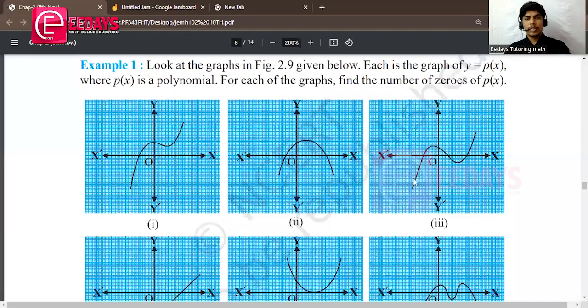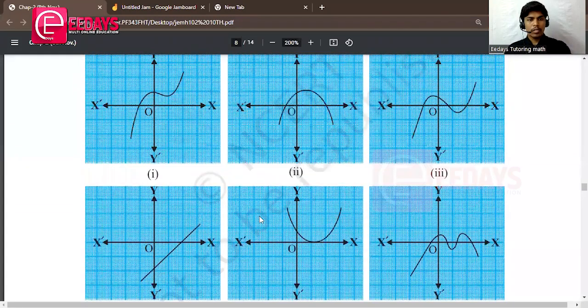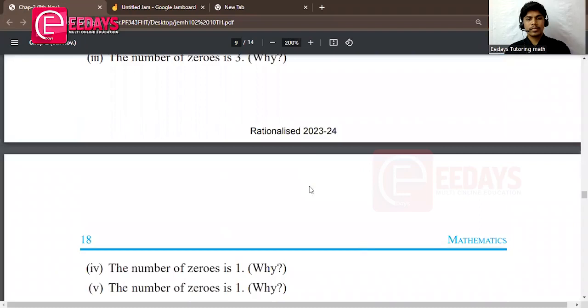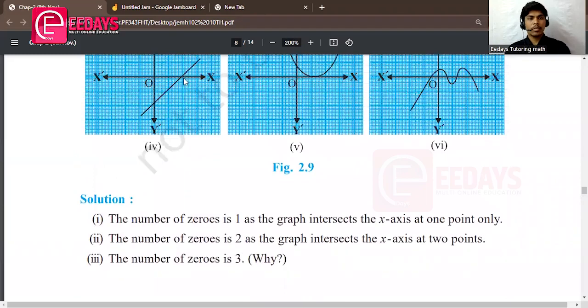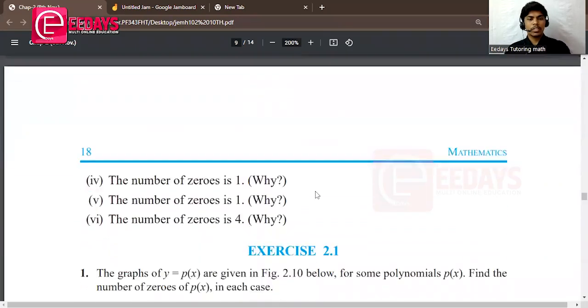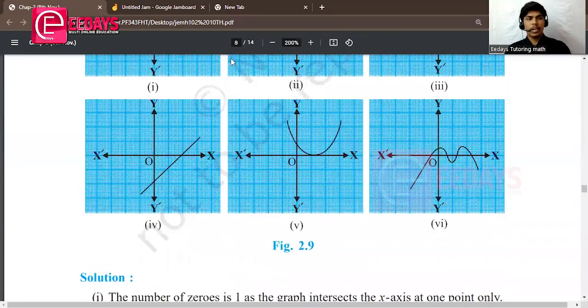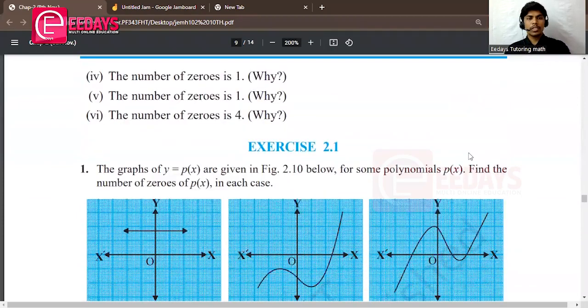All right. The same equation they gave, 1, 2, 3 here. The number of zeros is 3. Now the fourth one. Fourth one, the number of zeros is 1. Why? Because it is cutting the x-axis at one point. Fifth graph, observe that only 1 point. So the fifth one is also 1. And the fourth one, just now I drew, 1, 2, 3, 4. 4 points it was located. That's why the number of zeros is 4.